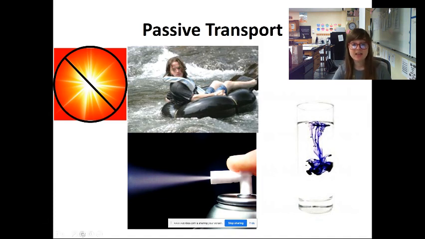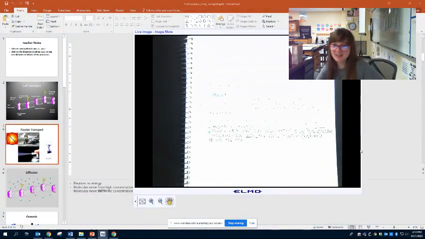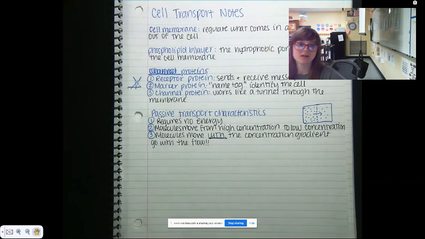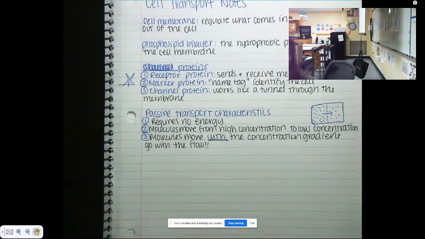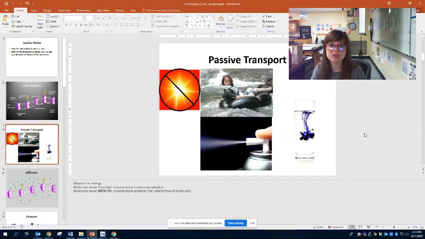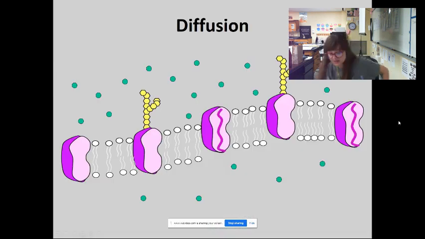So let's pause again and take a look at what our notes would look like at this point. Okay. So here I have the characteristics of passive transport. And you can see I wrote that it requires no energy, that molecules move from high concentration to low concentration, and that molecules move with the gradient. And you can see here, Miss Ayers took these notes and she even drew a little picture. This is the high concentration of the molecules on the left, and this is the low concentration of the molecules on the right. Okay, so the last thing that we are going to discuss is the three types of passive transport. So let's start out with diffusion.